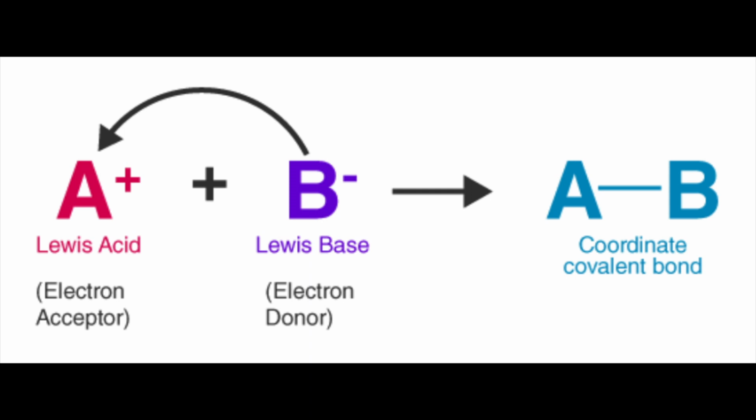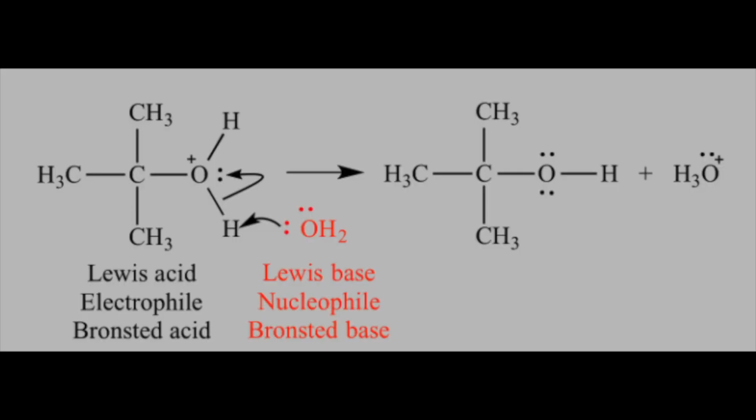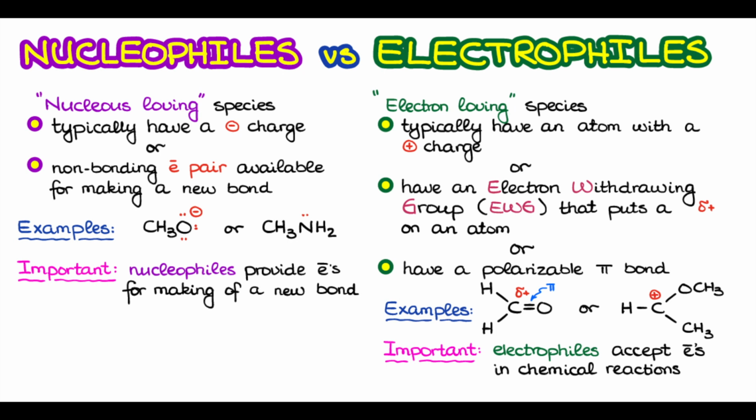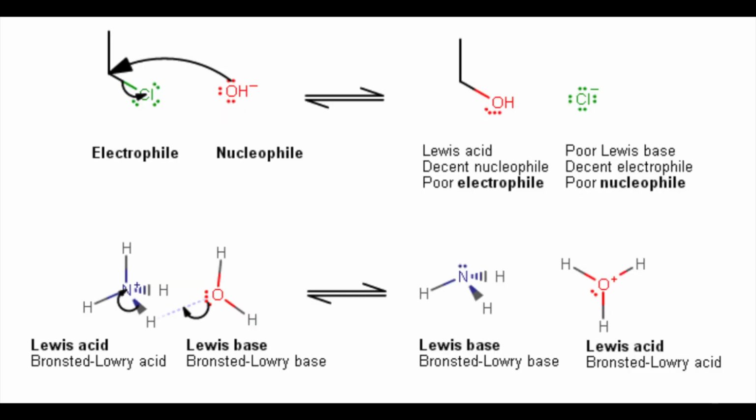Before continuing further, let's talk about Lewis acids and Lewis bases. A Lewis base is a species that is willing to donate a pair of electrons, and a Lewis acid is a species that wishes to accept a pair of electrons. Roughly speaking, Lewis acids can be called electrophiles and Lewis bases can be called nucleophiles. These two are not the same thing, but for now we can treat them as such.